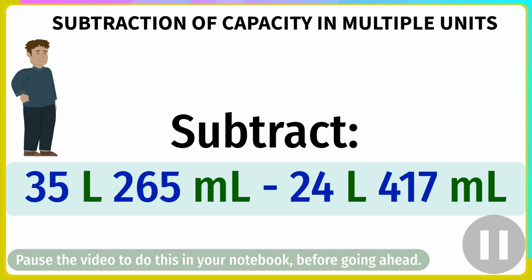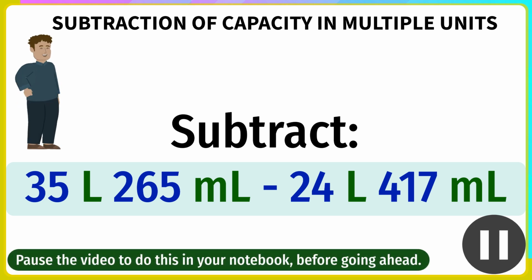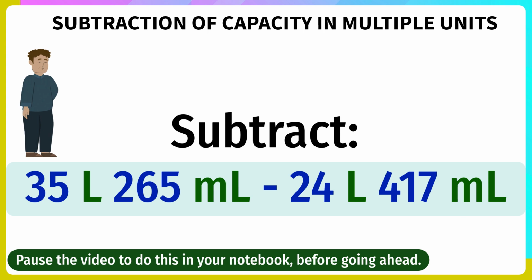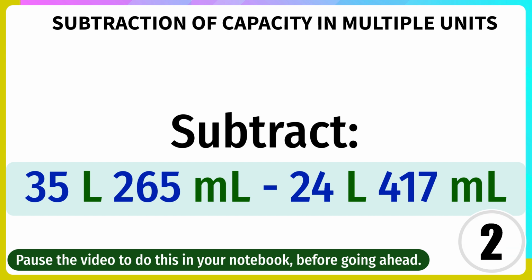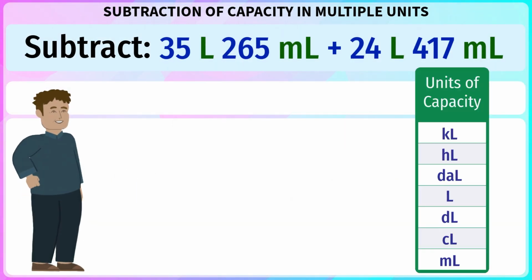Solve the following question. 35 liter 265 ml minus 24 liter 417 ml. Pause the video to do it in your notebook first. Let's work out the answer.